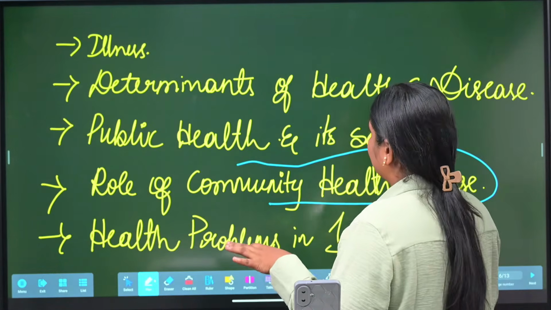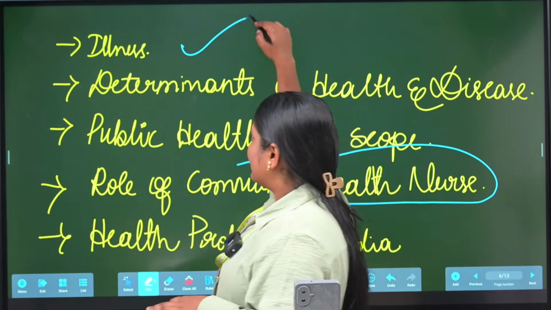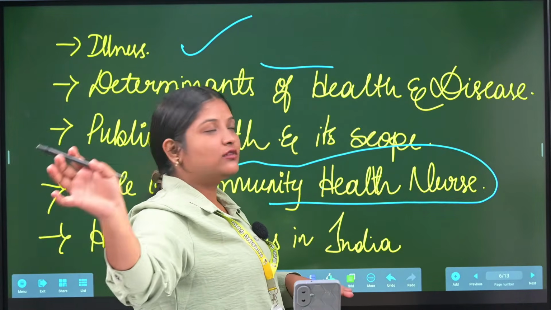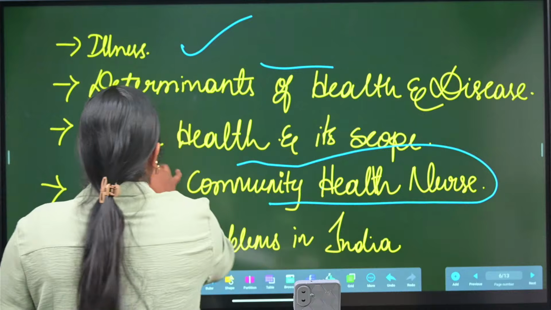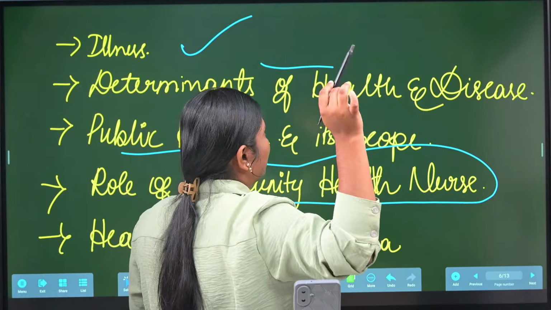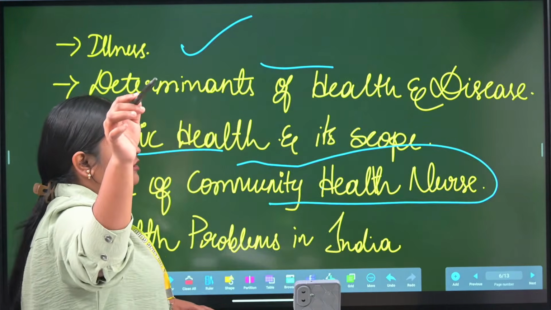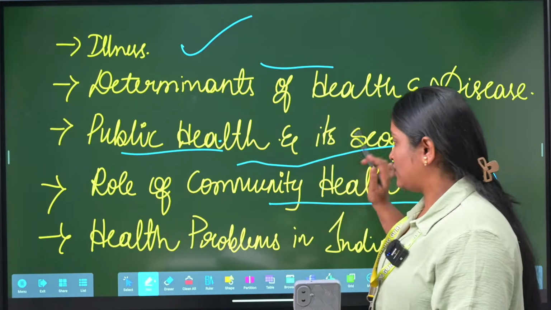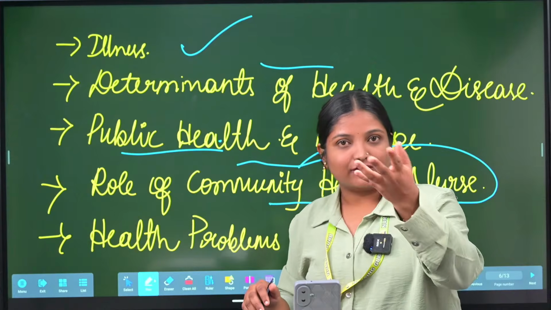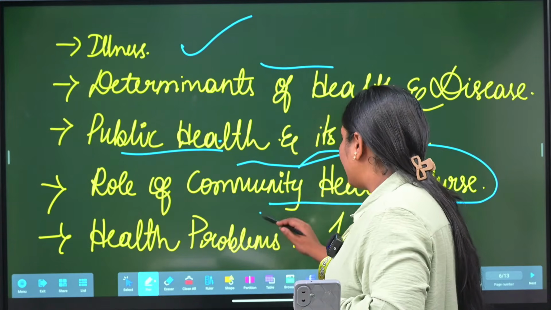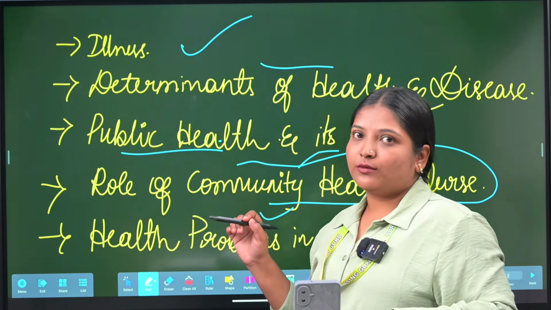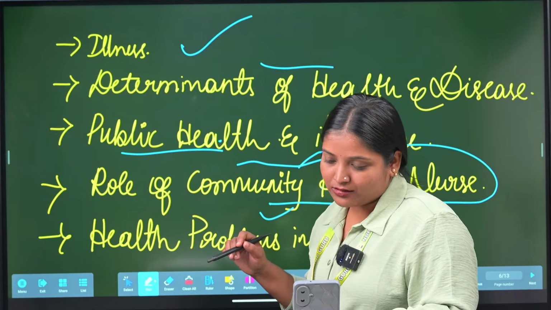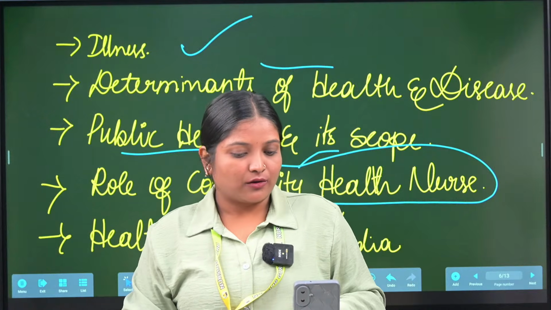Next, regarding illness you study. Determinants of health, already we have studied this one, nothing to worry about that. Next is public health. 2 marks they may ask, define public health, or 5 marks they may ask about its scope also. That is finished. Role of community health nurse you will definitely know. And community health problems in India: communicable diseases problem, non-communicable diseases problem. Those problems you have to study.